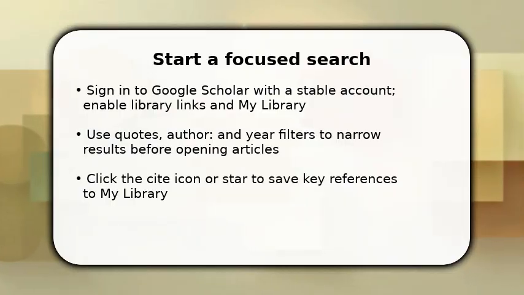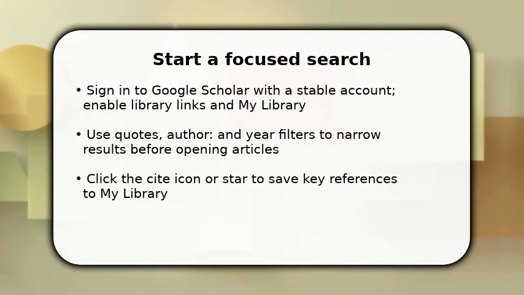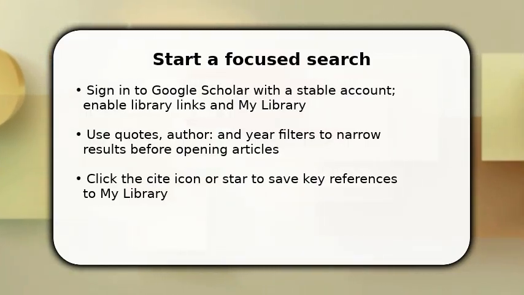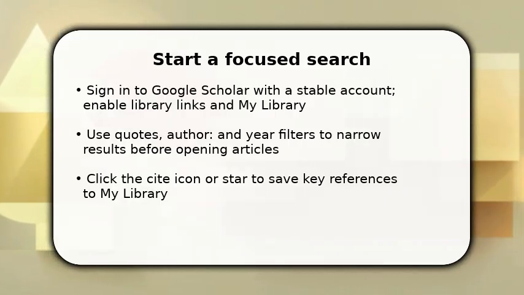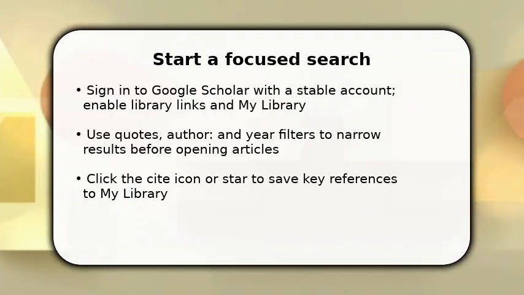You begin by signing in and linking your institution so full texts and library links appear. Start searching with specific phrases in quotes and add author, Smith, or a year to cut noise. Once you see a promising result, click the quote icon to view citation formats and immediately click the star to save it to My Library. These first actions set up your reference list. They make sure you capture correct metadata and avoid hunting for PDFs later.